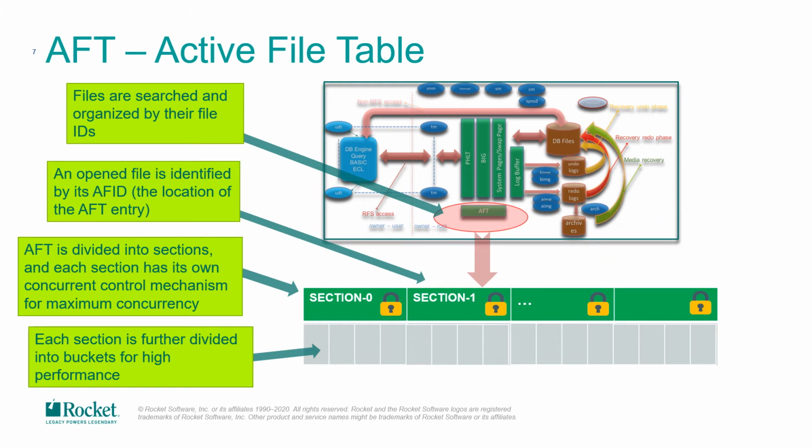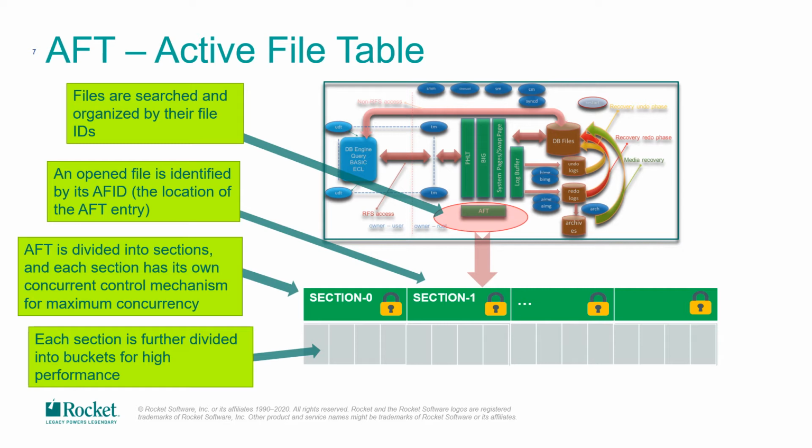The second major component is the AFT, the active file table. All the files in the system buffer must be registered in the AFT table. The files are searched and organized by their file IDs, which on Unix are the I numbers and D numbers. On Windows, we have something similar. Our open file is identified by its AFID, which is actually the location of the AFT entry.